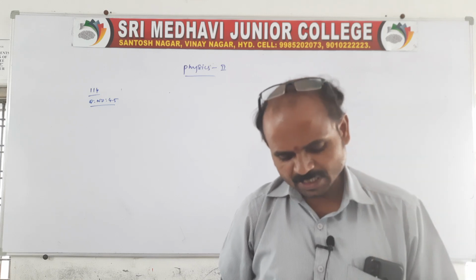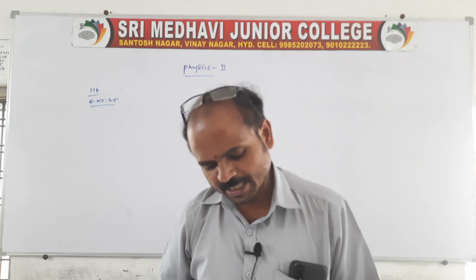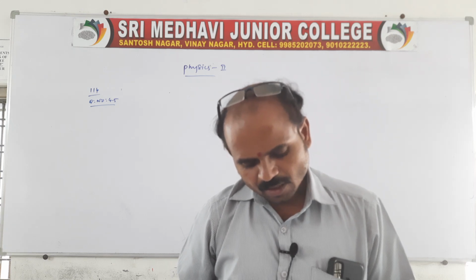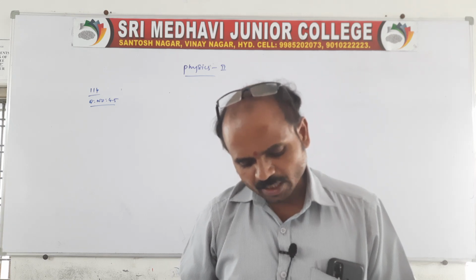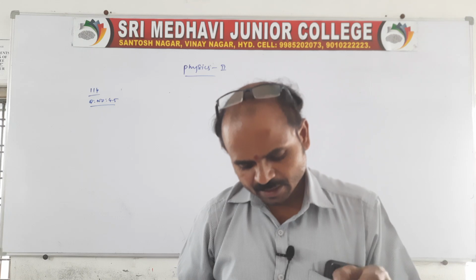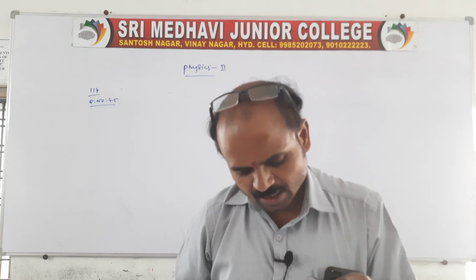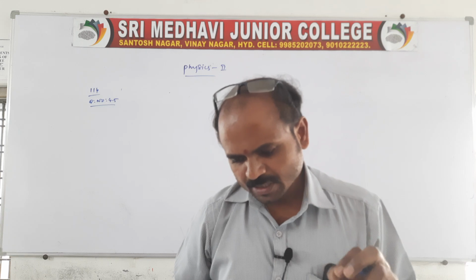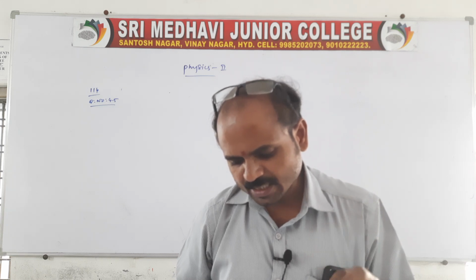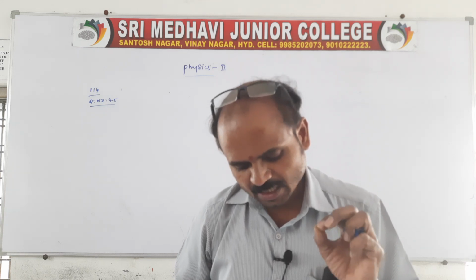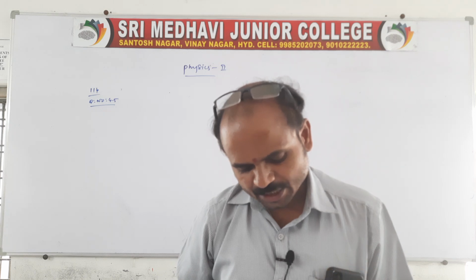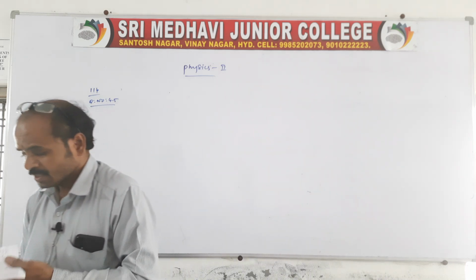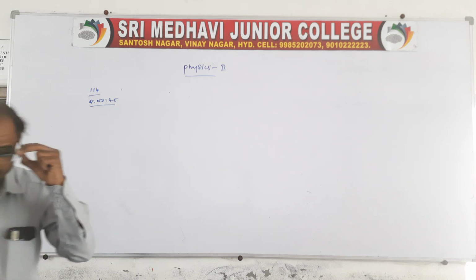There are 2 positive charges and 2 negative charges placed at the corners of a square of side L, one at each corner, in such a way that the force on any charge is directed towards the center of the square. So the force on each charge is directed towards the center. Find the magnitude of the net electrical force experienced by any charge. Of course, this is a very, very important problem.